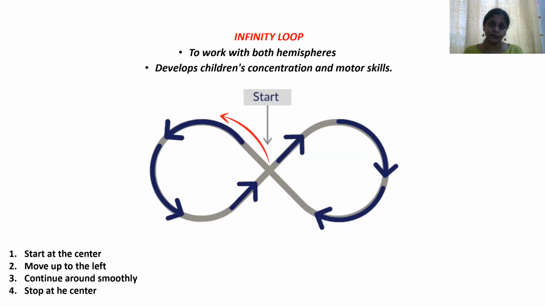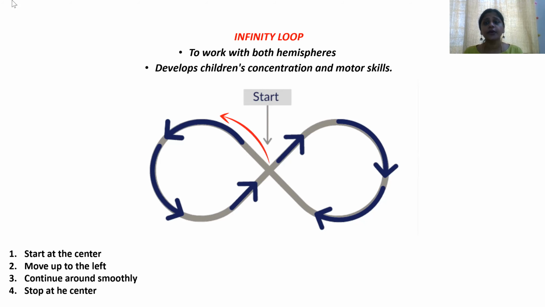This is called the infinity loop, a very important pattern which is used in many international schools today, where there is the left side of the brain and the right side of the brain. To work in the best way, there should be coordination between both hemispheres. So this develops concentration, motor skills, eye-hand coordination, patience, and many other things. So now let's see how we are really going to practice this. How do we do this?